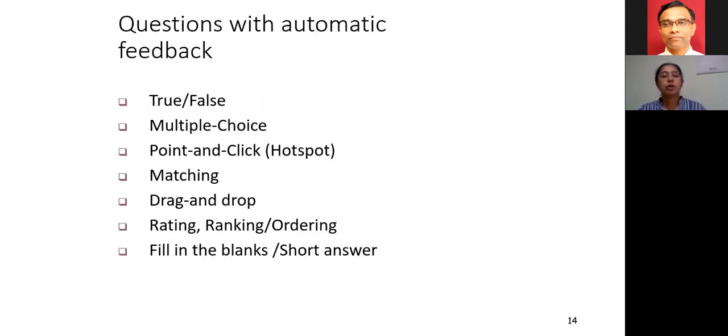We'll talk about what sort of assessments we can have, the types of questions: true false, multiple choice, point and click, hotspots, where you can have an image and the areas can be marked, and then matching, drag and drop, ratings. These kinds of things are there in Moodle. So we'll go to the Moodle interface and discuss how we can have an assessment there.